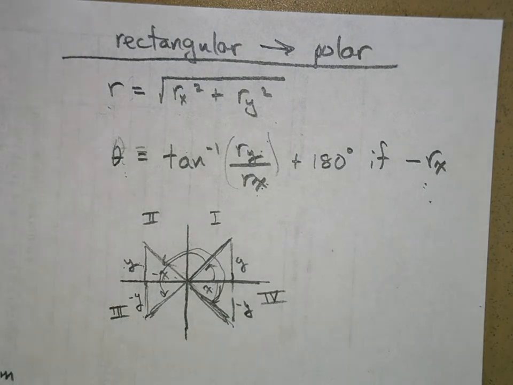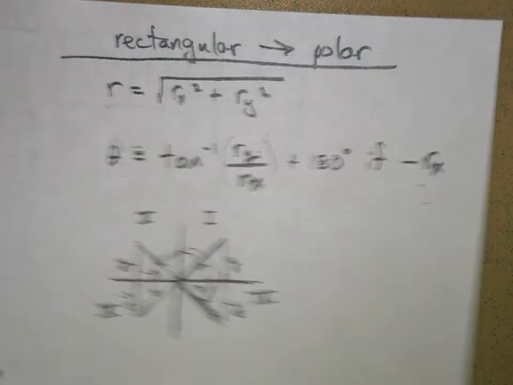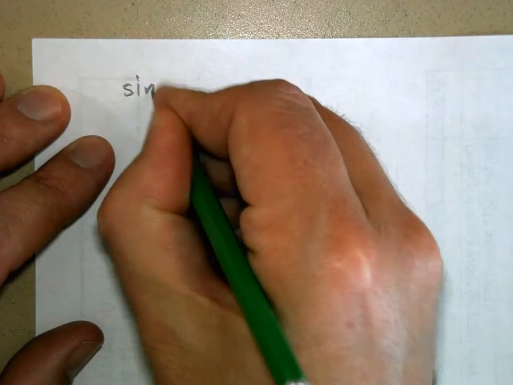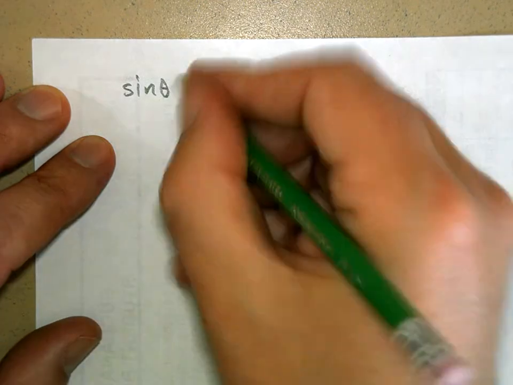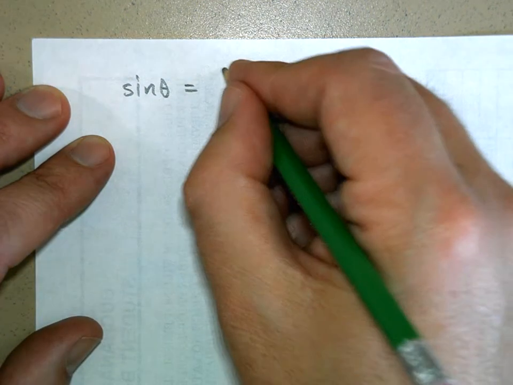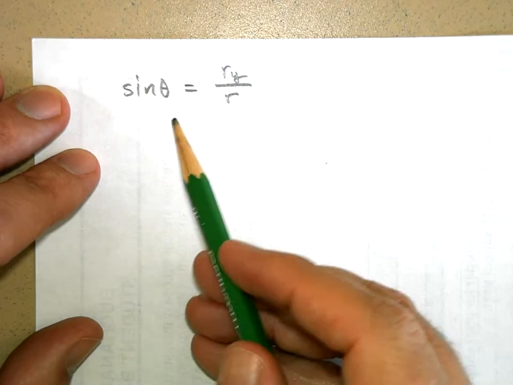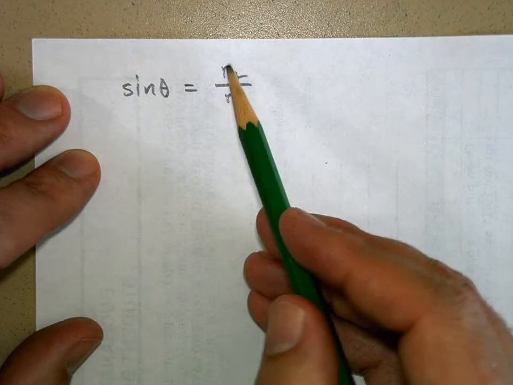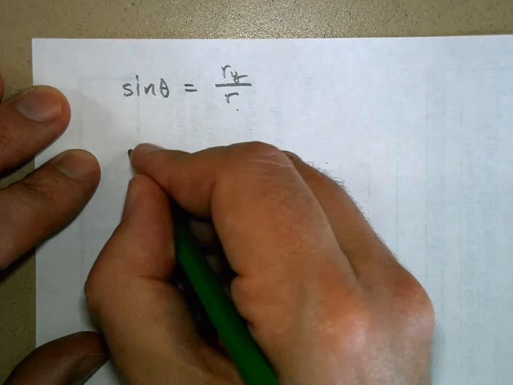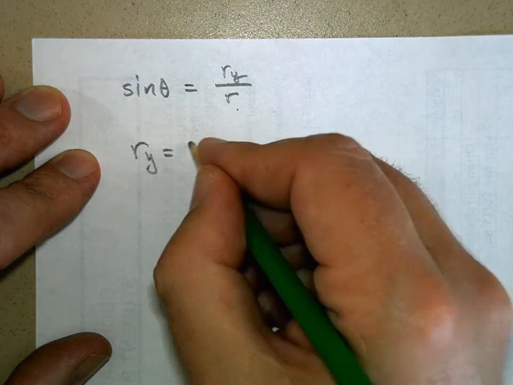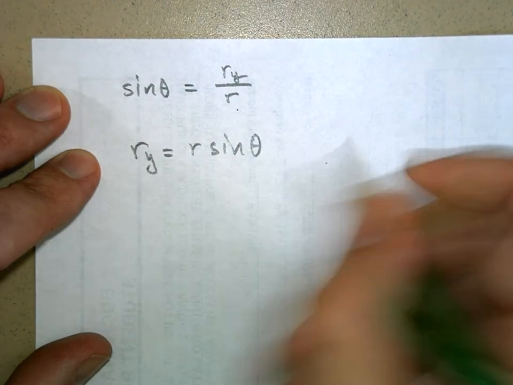Okay, now to go the other way, from polar to rectangular, it's a lot easier and less ambiguous. I mean, you don't have that inverse tangent problem. We know that sine of theta, by definition, is ry over r. So if I give you r and theta, I just solve this for ry: r sine theta. And this works for any angle.